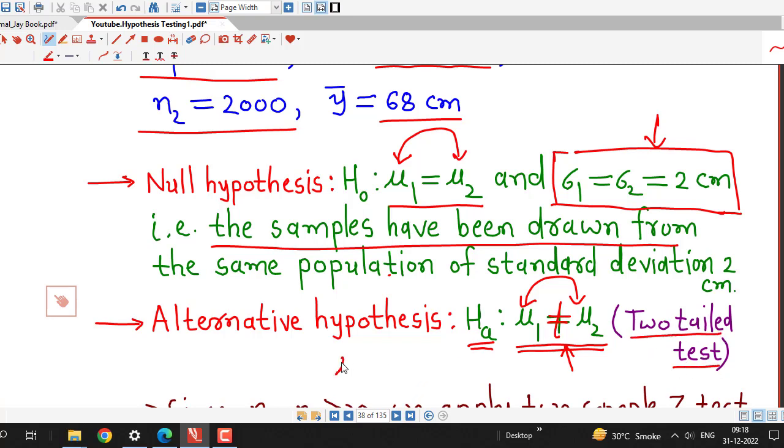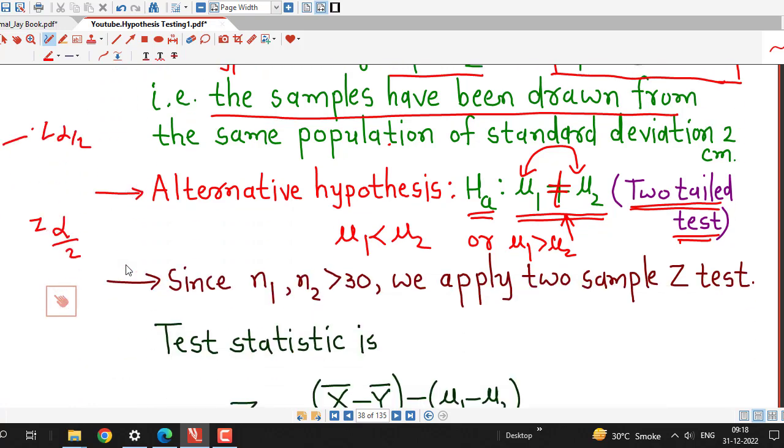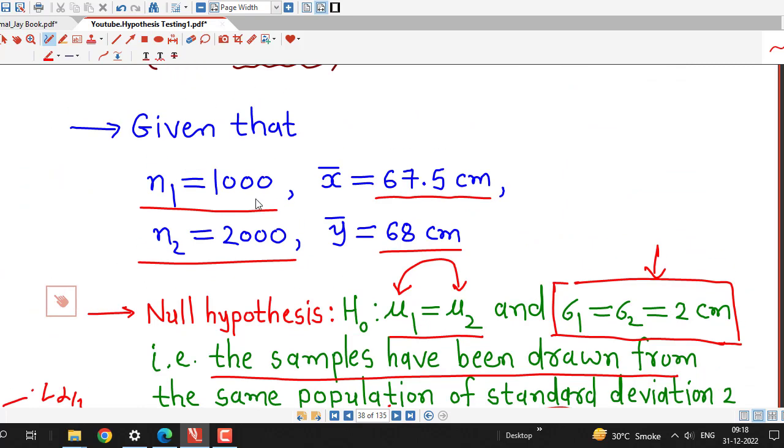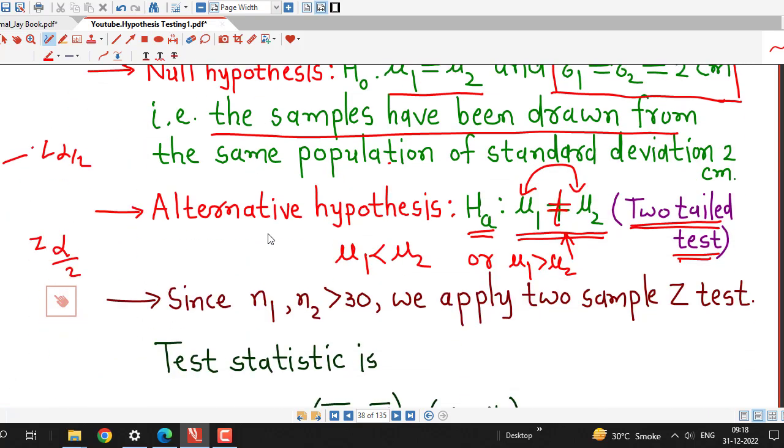There are two possibilities, either mu1 is less than mu2 or mu1 is greater than mu2. So we have two-sided alternatives, therefore we apply two-tailed test, and therefore we have to consider critical values as Z alpha by 2 and minus Z alpha by 2. Now sample sizes are 1000 and 2000, that means we have large samples. So we can write that since n1 and n2 are greater than 30, we apply two sample Z test.